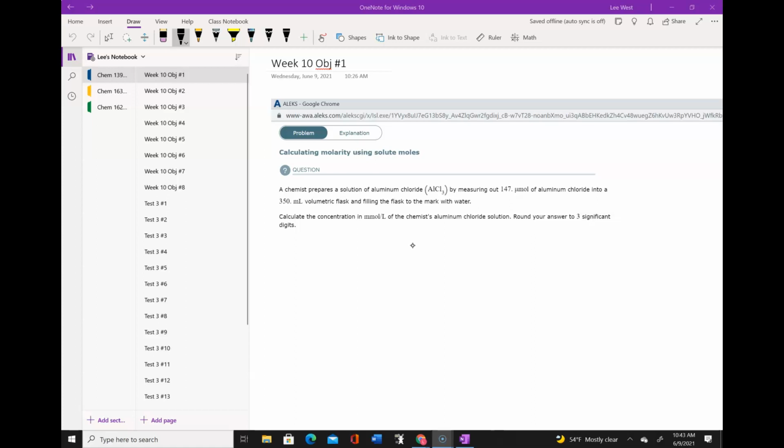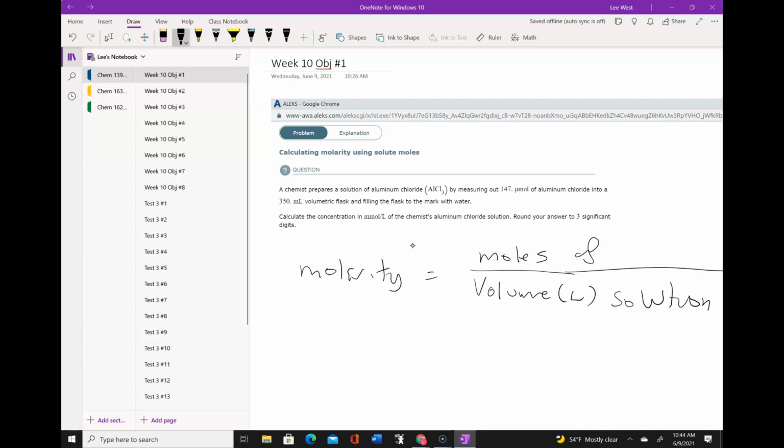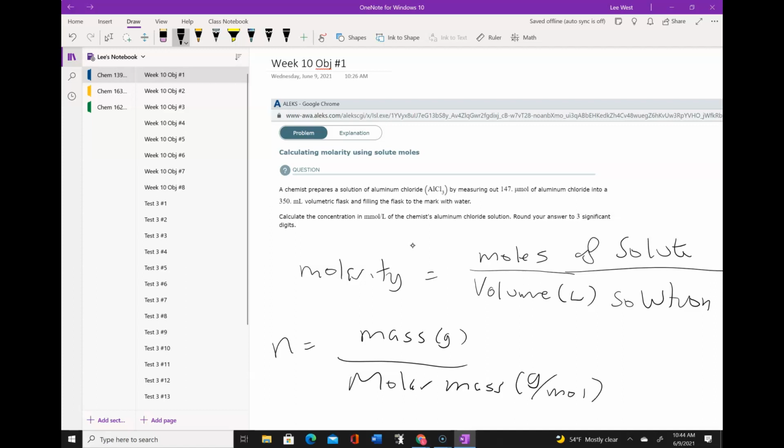So molarity is equal to the number of moles of our solute over our volume in liters of our solution. So that's our little formula. And calculating the moles of the solute, often indicated by n, is the mass in grams divided by the molar mass in grams per mole. So that's how we get our moles of solute.